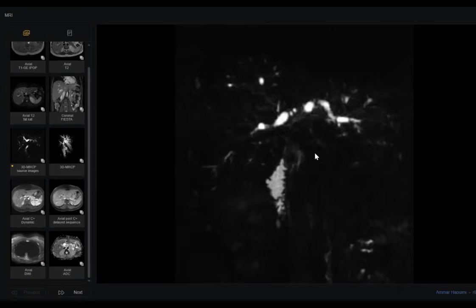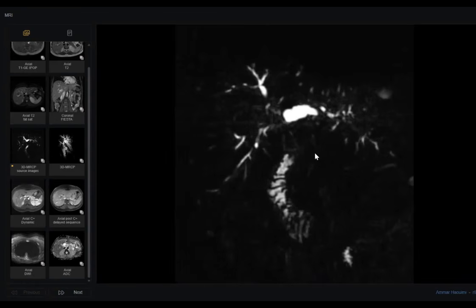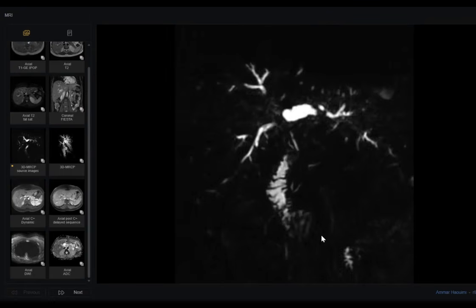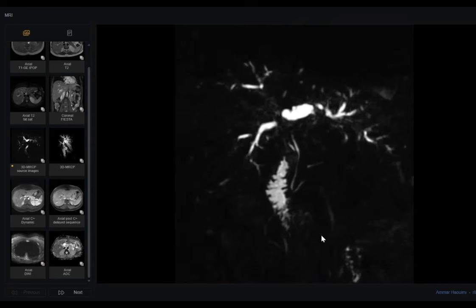Same images. It's very important to follow each duct, even to follow the duodenum. Why must we follow the duodenum? Because in case of annular pancreas, you will find the second part of the duodenum here. The caliber is stenotic, reduced here.